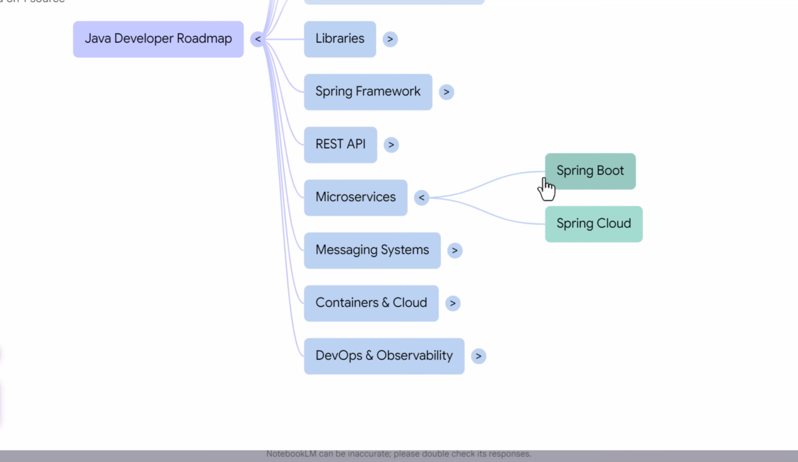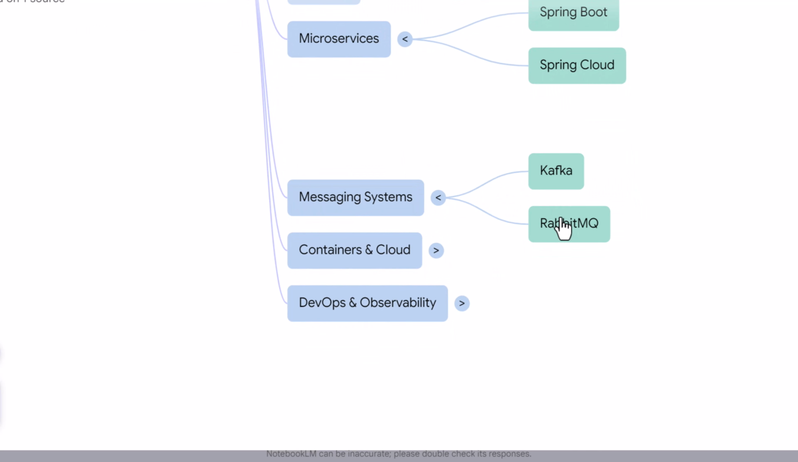Next, messaging systems, Kafka and RabbitMQ. Modern systems rely heavily on asynchronous communication. Kafka and RabbitMQ help services talk to each other without slowing down the system. Kafka is used for high-volume event streaming. RabbitMQ is used for reliable messaging. Learning these tools prepares you for enterprise-scale applications.